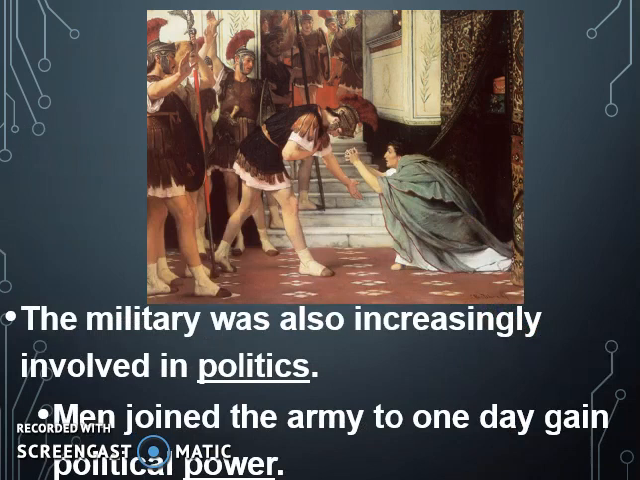The military was also increasingly involved in politics. Men started to join the army to one day gain political power. So they weren't joining the army to fight for Rome, they were joining the army so that they could one day have power.